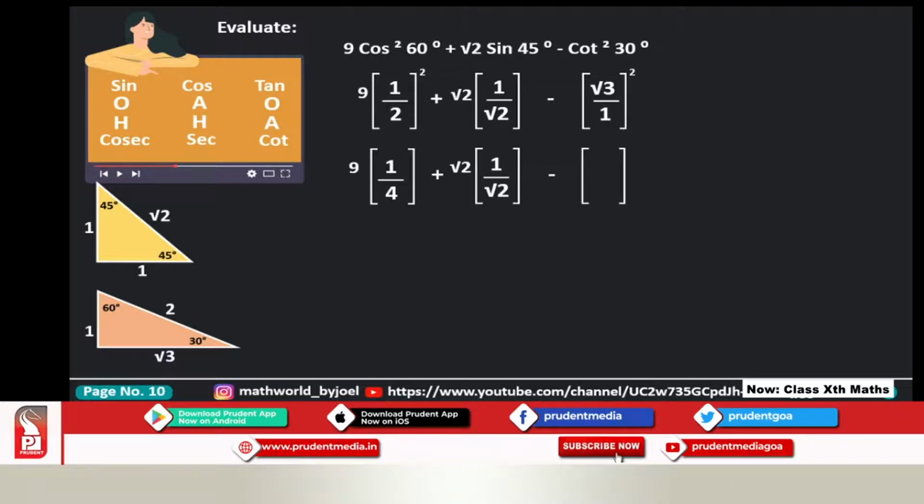Next one, there is a square. So root 3 square will become 3 and upon 1 will remain as it is. Now what I have to do is whatever is there outside the bracket, I will multiply. So 9 multiplied by 1 will become 9 upon 4. Root 2 multiplied by 1 will become root 2 upon root 2, and minus, or root 2 upon root 2 we can cancel it off and I'll write 1 upon 1.